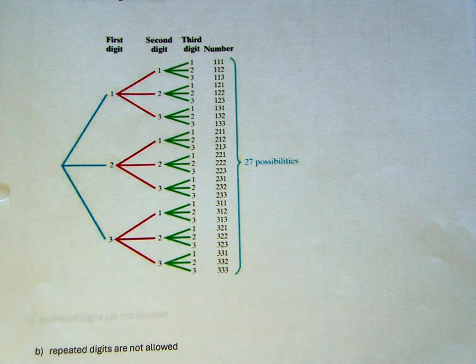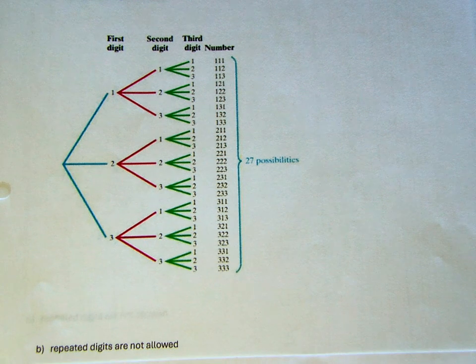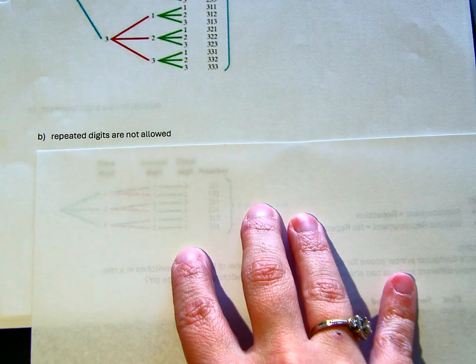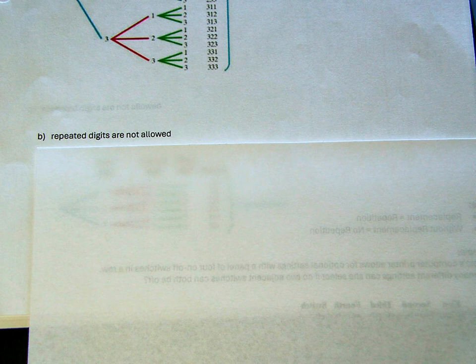All right, let's look at part B. Part B, obviously, I didn't leave as much space, so you know the trees are going to be a bit smaller. It says repeated digits are not allowed. That means if your first digit's a 1, nowhere else in that number can be the number 1. So you can't have number 111. You can't have number 121 or 131 or any of that.